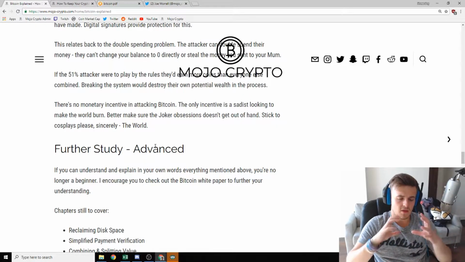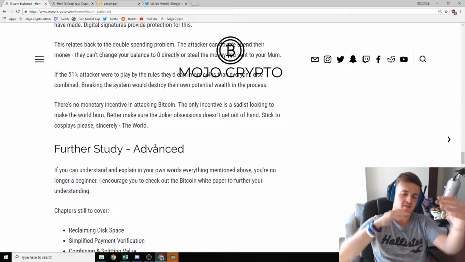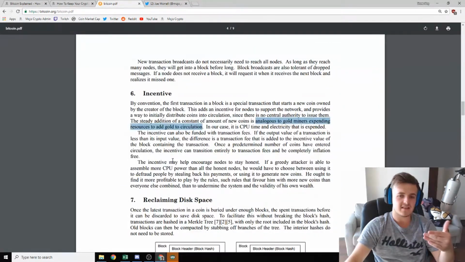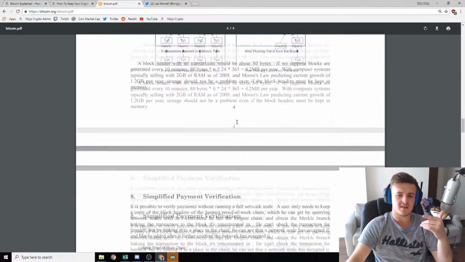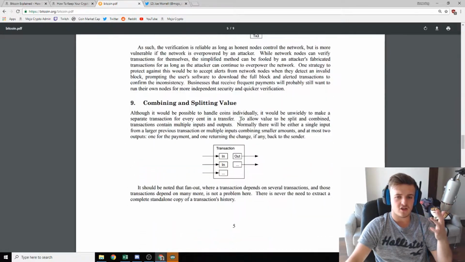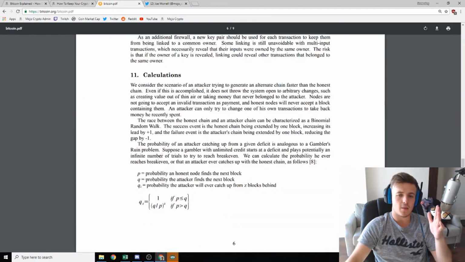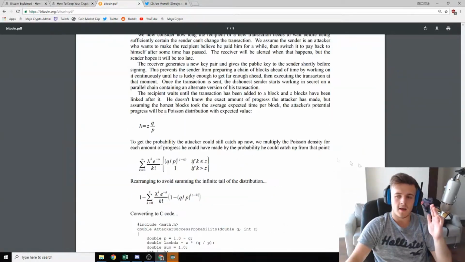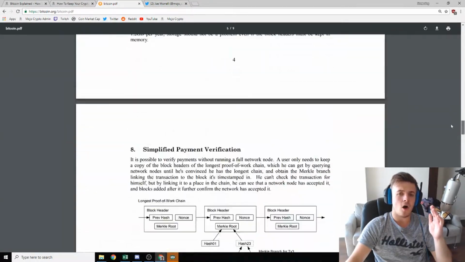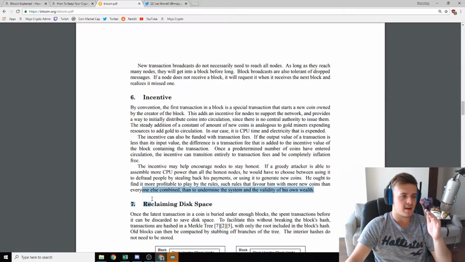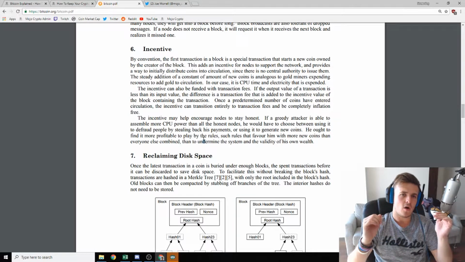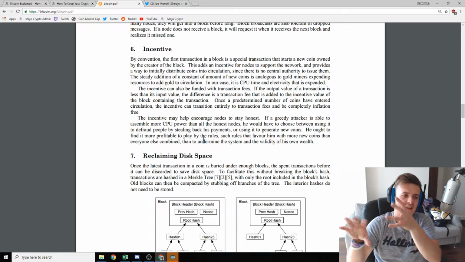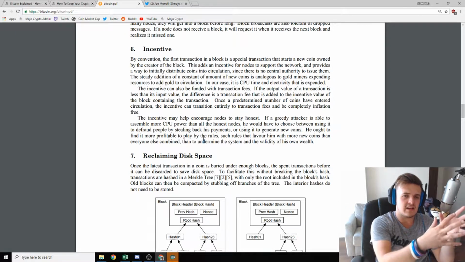But those are the most important chapters. That's the first half of the Bitcoin white paper, everything up to incentive that we've gone over. You've still got all these other ones: reclaiming disk space, simplified payment verification, combining and splitting value, privacy, and calculations. You don't really need all of these from now on. Reclaiming disk space and onwards are really specific scenarios and specific things. They aren't that important. They're basically fun facts and niche, specific things.